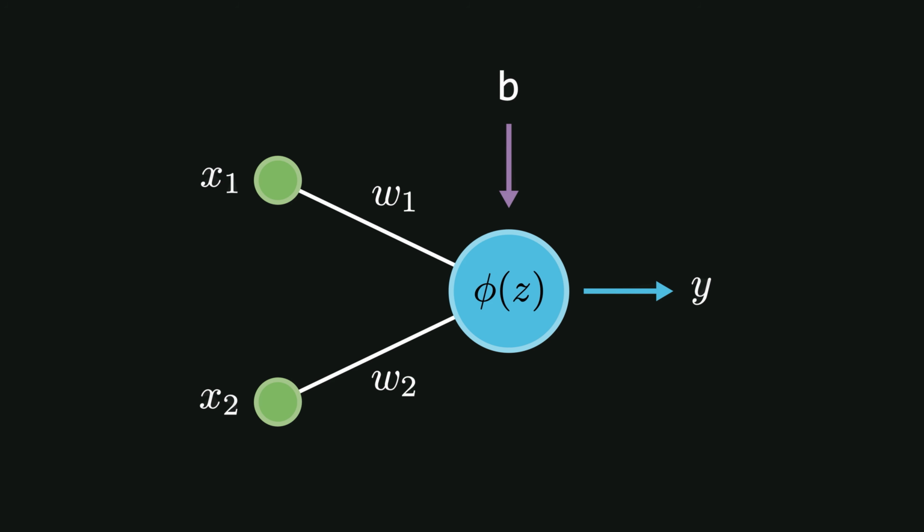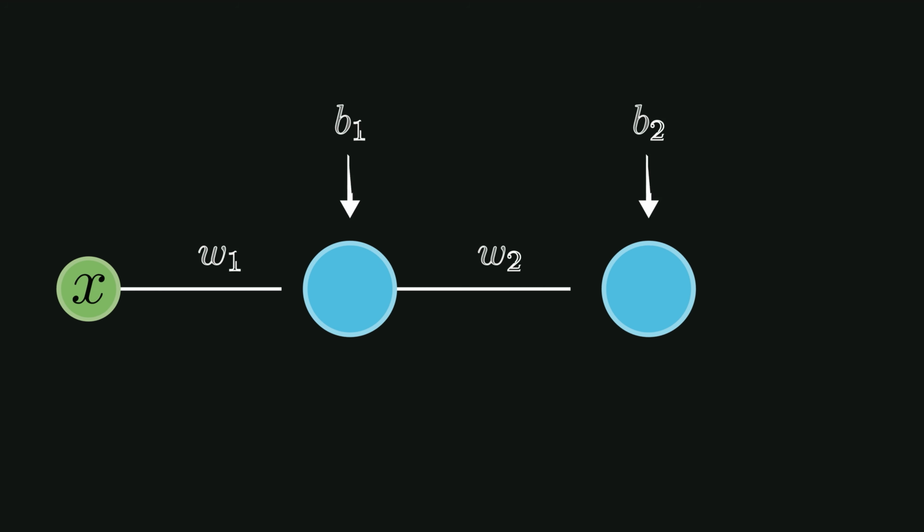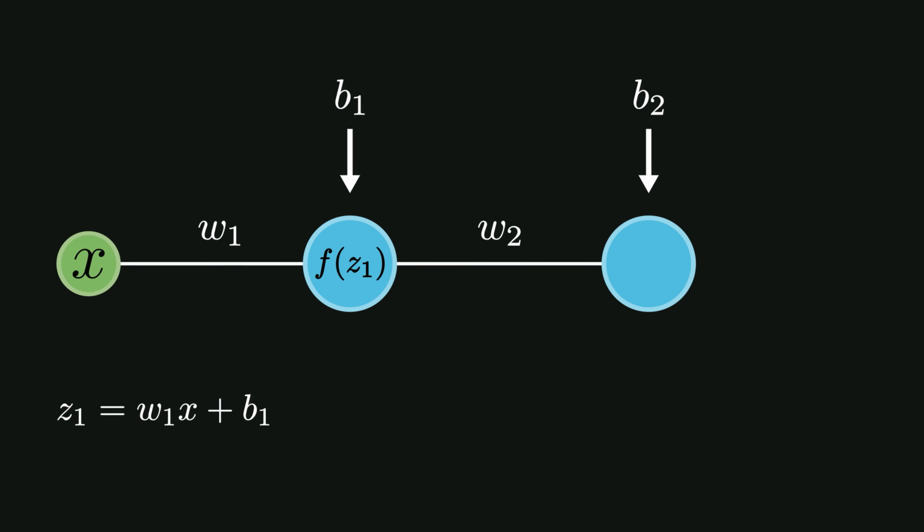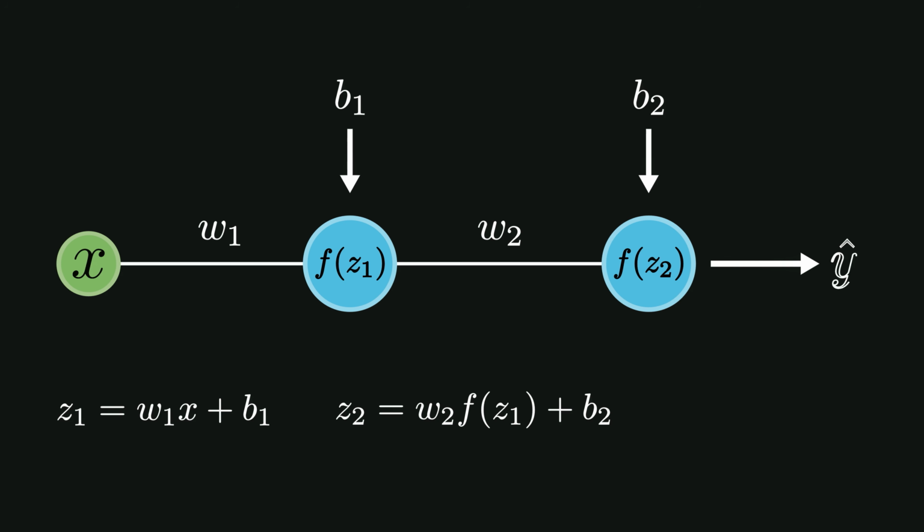But before diving into complex neural networks, let's understand this concept using a simple neural network. One with a single input, one hidden layer neuron, and one output neuron. Once we grasp how it works in this simple case, we will generalize the same idea for larger and more complex networks. Here, f is the activation function.